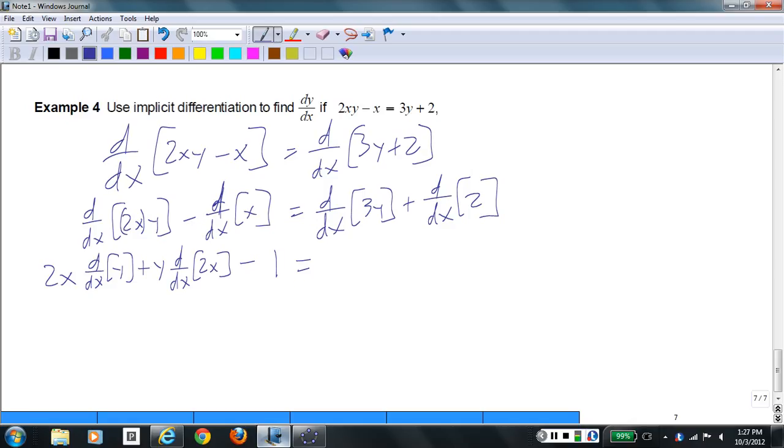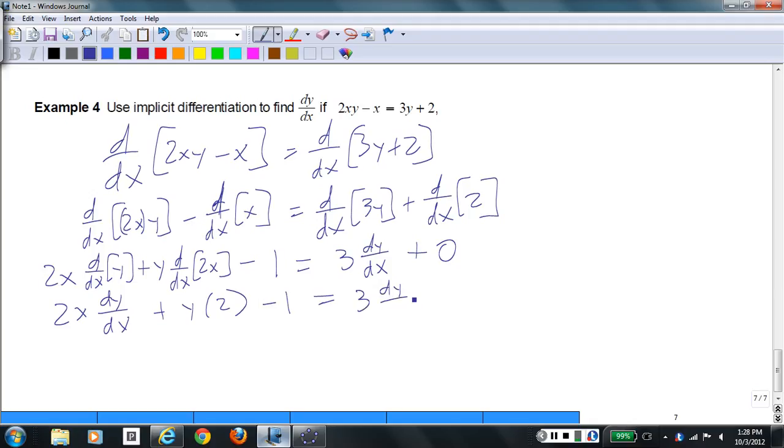Well, in that case, it'd probably be nice to take the 3 and drag it through the d/dx notation, because it would be 3 times the derivative of y with respect to x, but that's 3 dy/dx. d/dx of 2? 0. So plus 0 or just ignore it. 2x dy/dx plus y times 2 minus 1 equals 3 dy/dx.